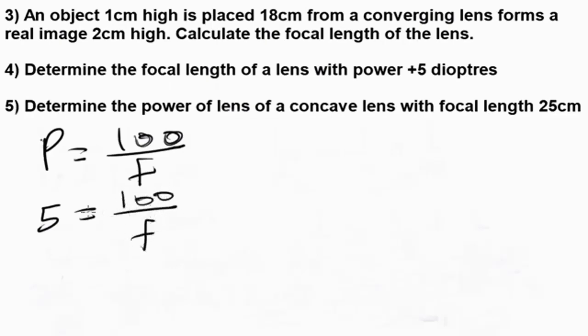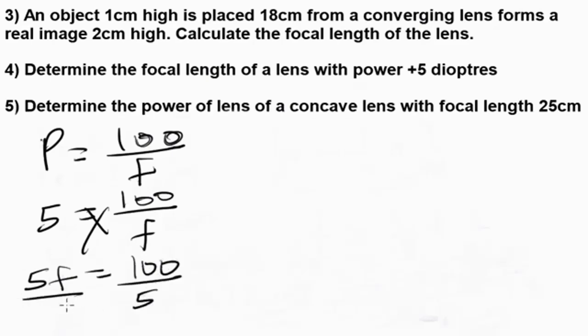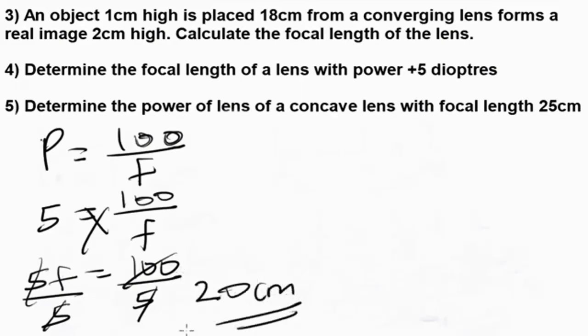So to get the focal length, we cross multiply. We're going to have 5f equals 100. Divide both sides by 5. So the focal length will be 100 divided by 5, which is going to give us 20 cm. So that's it for the focal length for question 4.